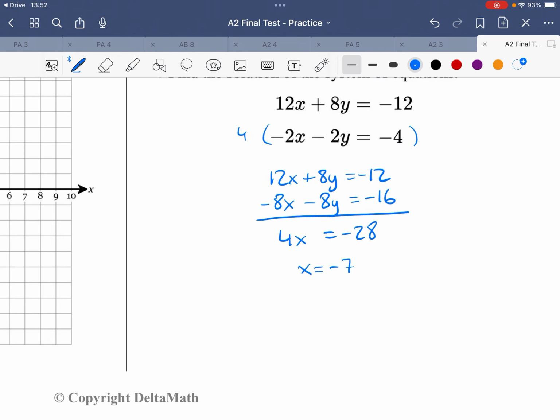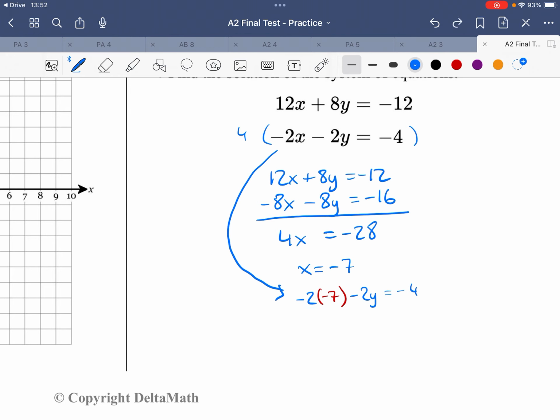I'm not done yet. I need to bring one of the two equations to find the value of y. For example, I'm going to use this one because it seems to have smaller coefficients. And I'm going to plug in the value of x that I just found. So negative 2 times x, minus 2y has to be equal to negative 4. And now I can solve for y.